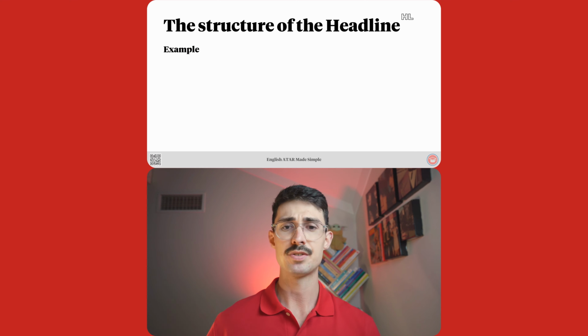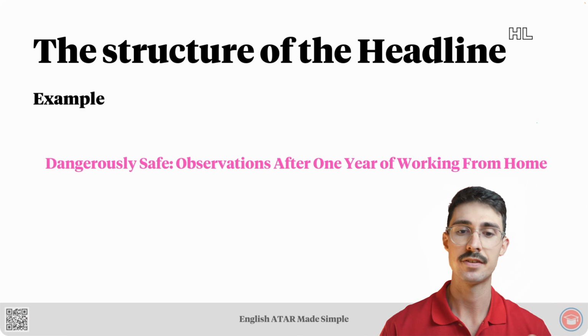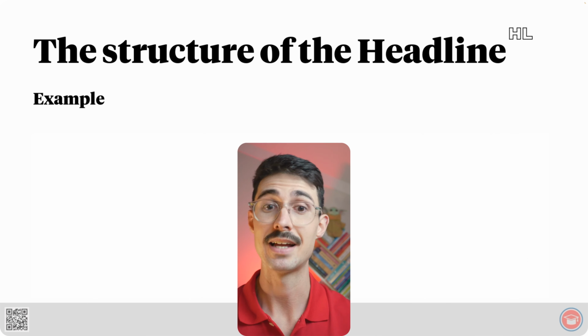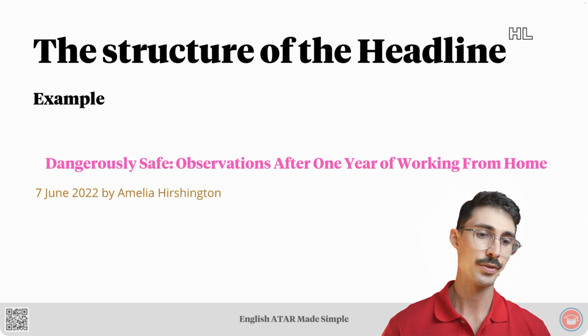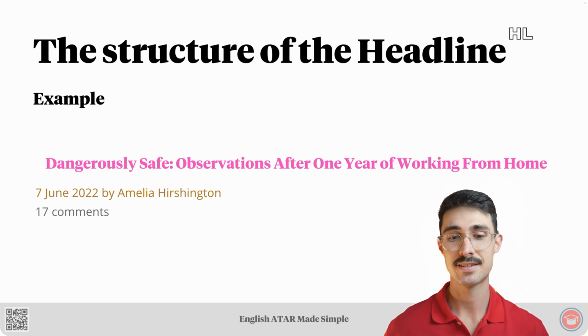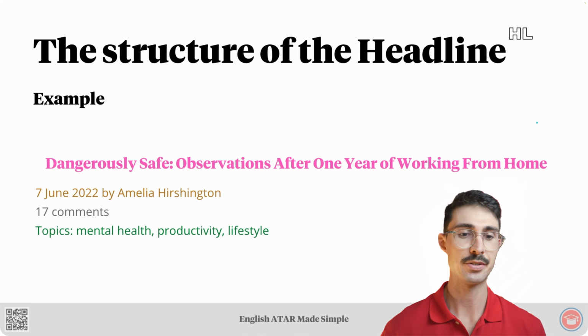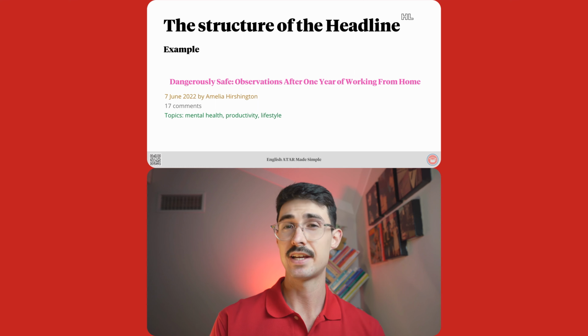Here is what all of them look like together. "Dangerously safe: observations after 1 year of working from home." That's our headline. Next up, we've got the byline. 7 June 2022 by Amelia Hershington. Here are the comments, 17 comments, and here is the topics element: mental health, productivity, lifestyle. So that is the structure of section 0, the headline.